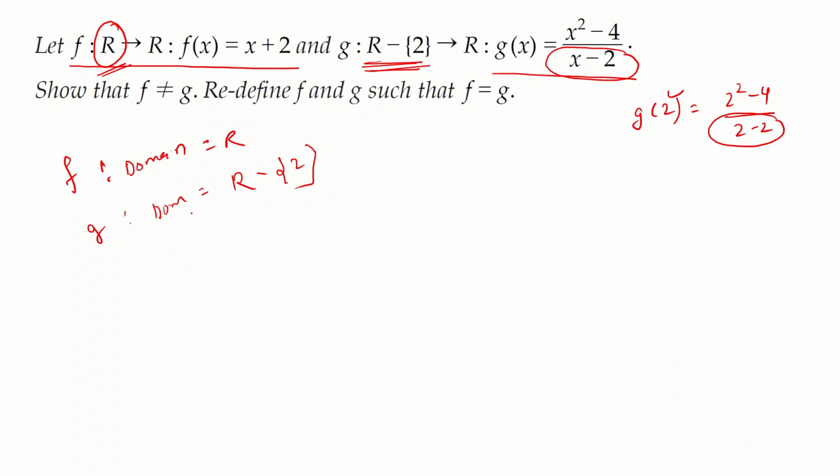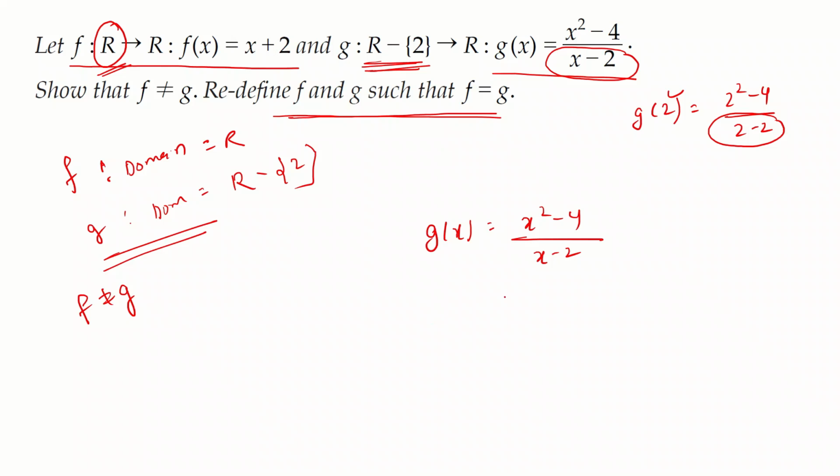So the fact that these two domains are not equal gives us the result that f is not equal to g. Now the question asks you, how would you define f and g such that both of them become equal? That means you can make some little changes in either f or g, whatever you wish, but the aim is that you want f and g to be exactly the same functions. So observe that g(x) is given to you like this.